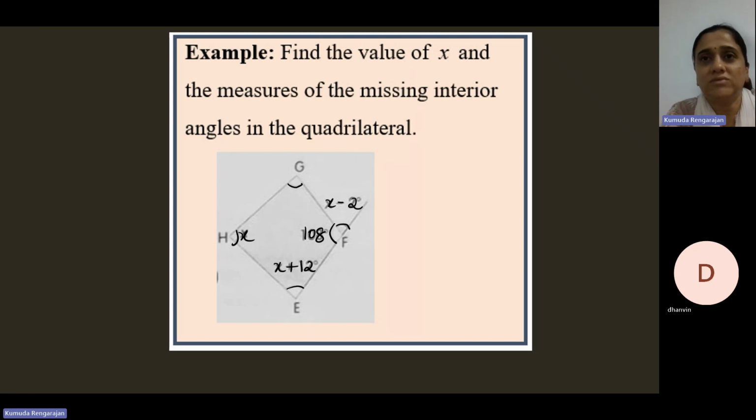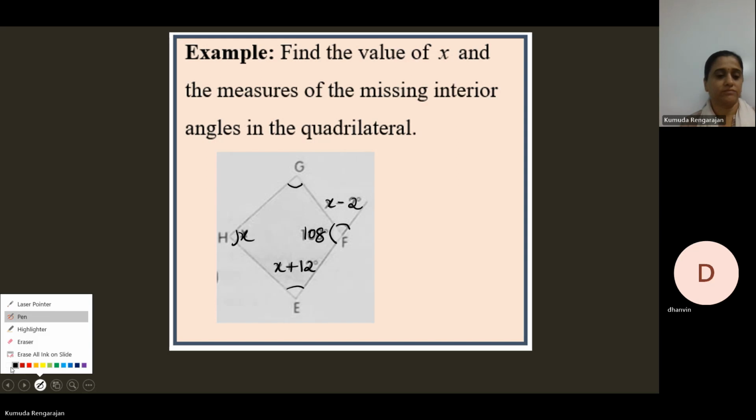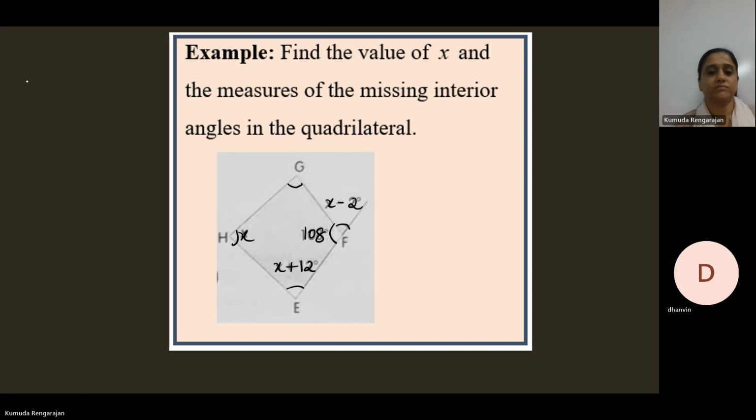Yeah, Danvin. Sorry, he asked me something. Yes, Danvin? No, ma'am. I said I wanted to see the question. Okay. So 108 and X minus 2, they form a linear pair.